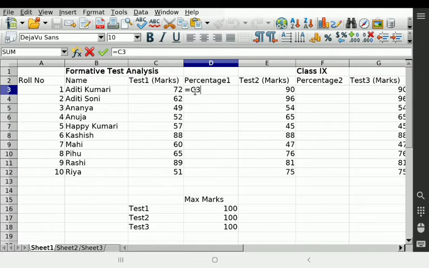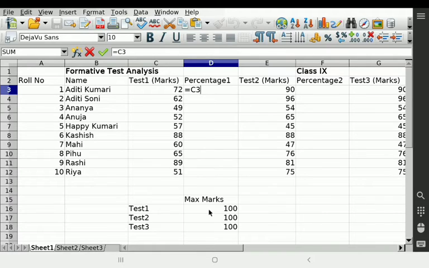Location of cell is changed for test 1 because marks are here different. Here maximum marks is fixed for all the students for test 1, for test 2 and for test 3. So here we are not going to make any changes. Then you can use here dollar sign. Means you can fix the cell address.